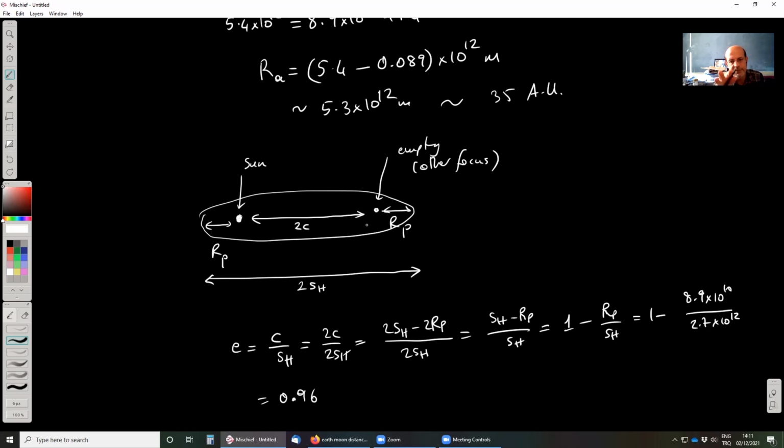But eccentricity is basically a number between 0 and 1. It can never be infinity. It can never be bigger than 1. Okay.